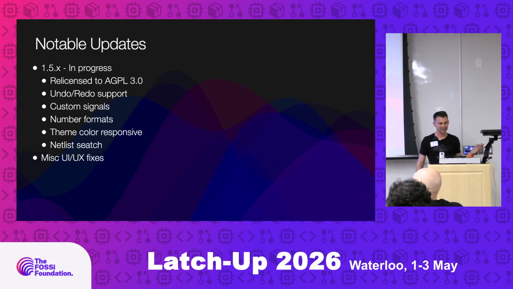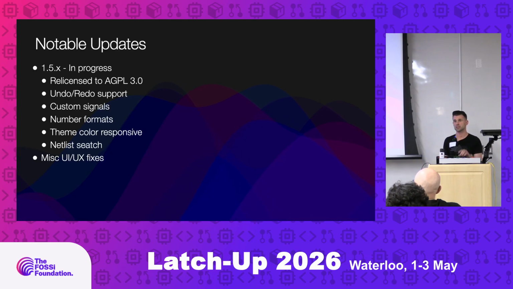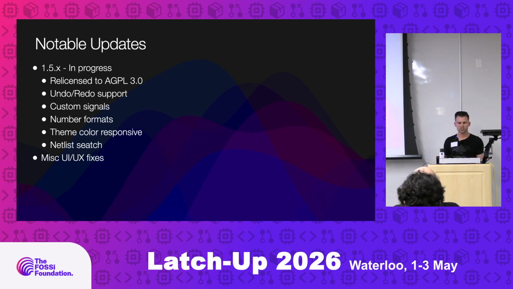I added undo redo support. That was a huge pain point for me. Custom signals, so you can take a bit vector and split it into smaller pieces, like take a 64-bit signal and just take one byte out of it and make your own custom signal. A bunch of number formats, too many to remember. And I also made it color theme responsive.